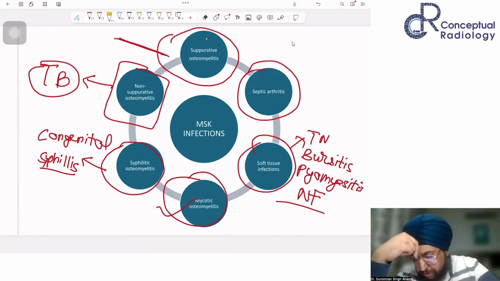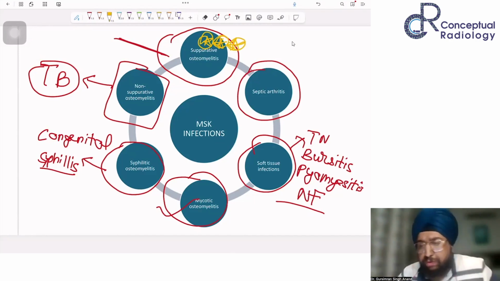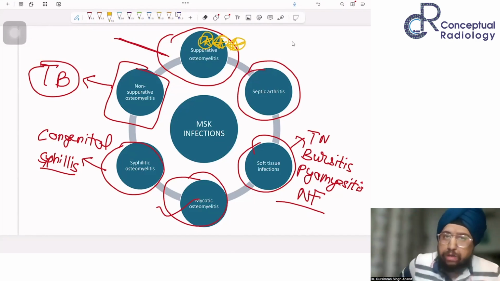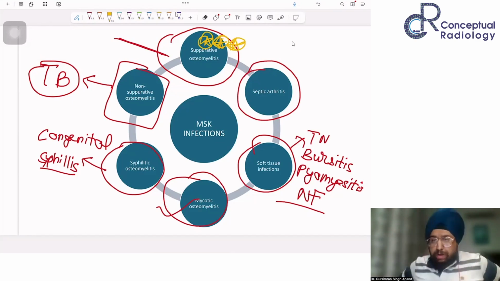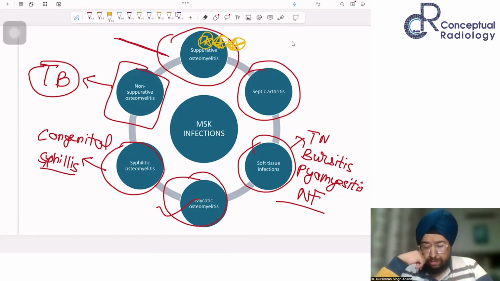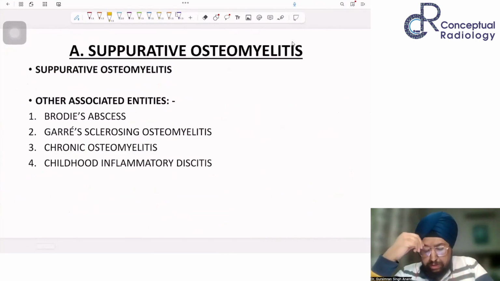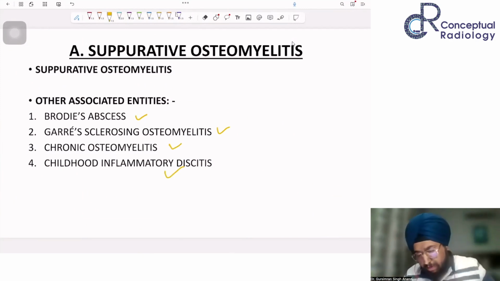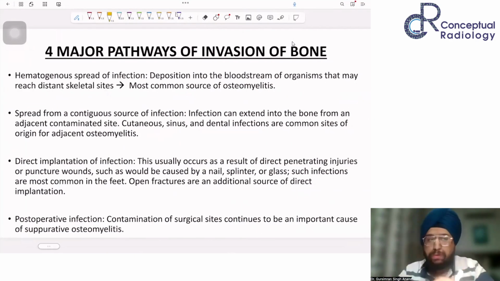Okay, so in this class, we'll just be focusing on your suppurative osteomyelitis because most of the concepts about suppurative osteomyelitis are flawed at your resident level. So we should be very particular and very clear with the concepts. Let us start. Suppurative osteomyelitis consists of the main entity itself, and then we have some smaller entities like Brodie's abscess, sclerosing osteomyelitis, chronic osteomyelitis, and childhood inflammatory discitis. We start with the suppurative, which we also call the pyogenic osteomyelitis.